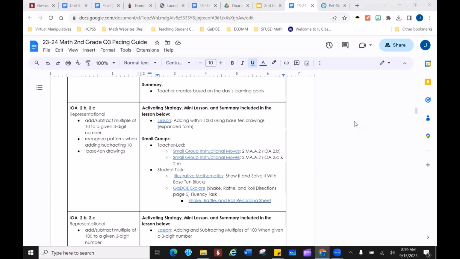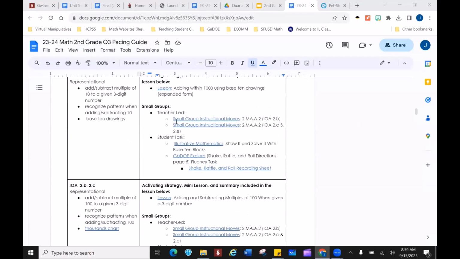Students will use base 10 drawings, thousands charts, and/or visual number lines to discover the patterns of 10 more and 10 less and 100 more and 100 less than a given 3-digit number. The progression over the 7 days consists of students using base 10 drawings to solve problems involving adding and subtracting 10 and/or 100 to a given 3-digit number. This also includes adding and subtracting multiples of 10 and/or 100.